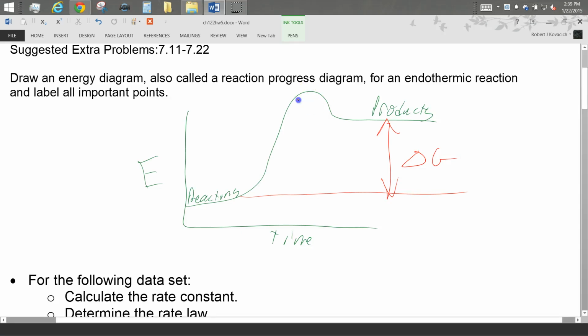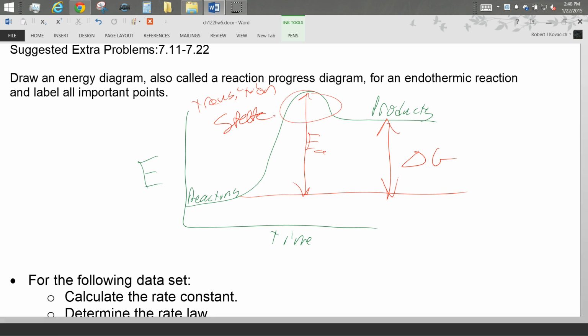And then we've also got this energy of activation. So I have to add a little bit extra to get the reaction going. And this thing that I have circled, what do we call that? Transition state. So what is happening in that transition state? Bonds are being broken and bonds are being made. Yep. Atoms are transitioning from one compound into another compound, or one form to another form.